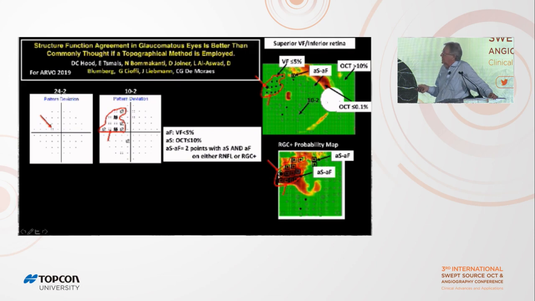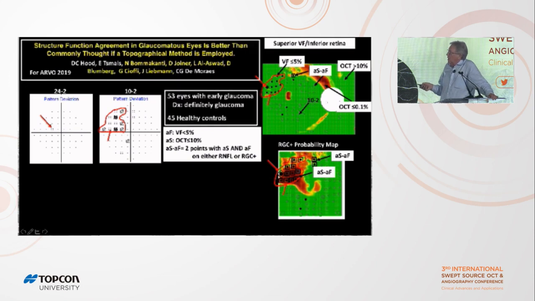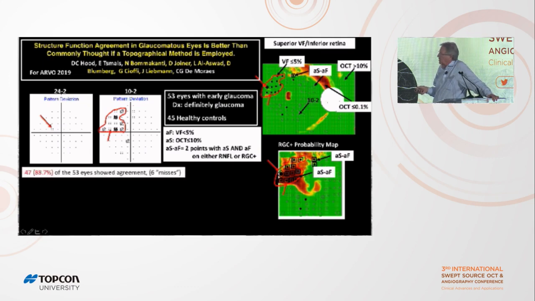And so here's something that may surprise some of you. So I get to present the interesting stuff since it's my lab. And what we did was we looked at 53 eyes of early glaucoma. Well, I guess they weren't suspects. These were all definitely glaucoma based on the referring physician, but they all had 24-2s with mean deviation better than -6. And 45 controls.